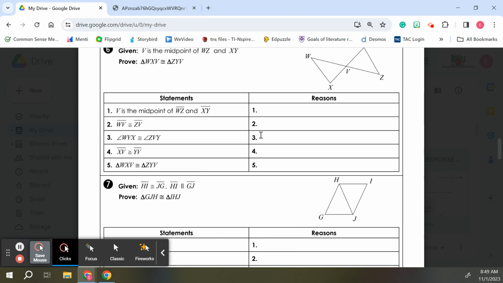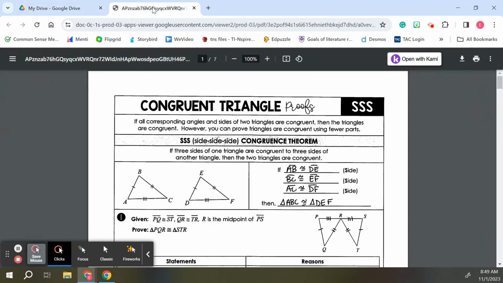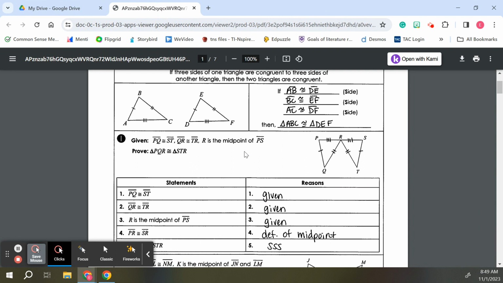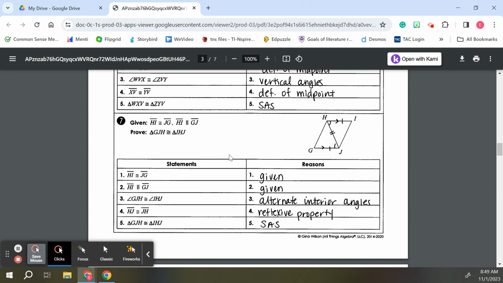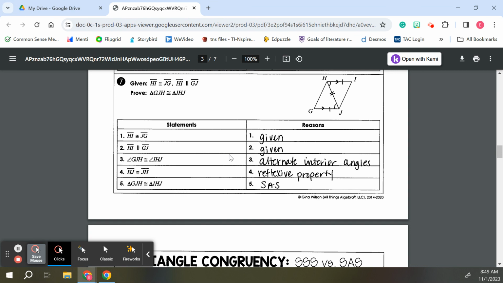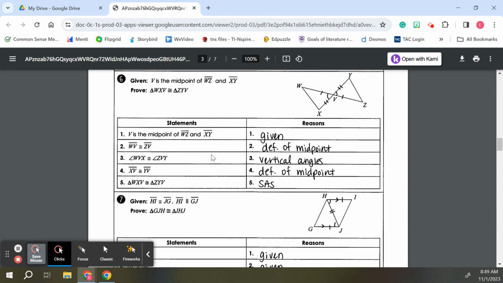All right, who's still working on 6 and 7? All right, I'm giving you like 30 more seconds. Whoops. All right, here's 6. This should be vertical angles theorem. Do not forget the theorem part. That is very important. It's not just vertical angles, it's vertical angles theorem.